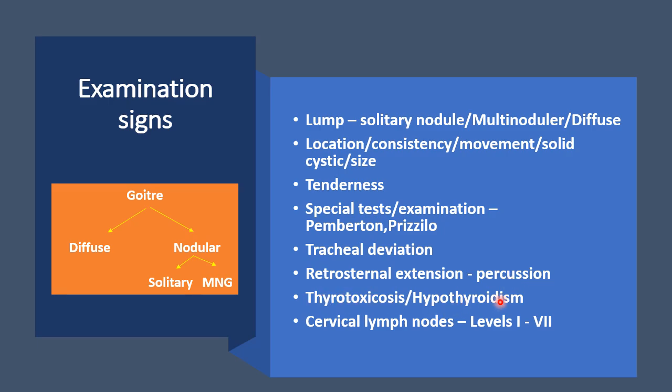Thyrotoxicosis and hypothyroidism signs are important. And the cervical lymph nodes, palpating the cervical lymph nodes. There are level 1 to 7 cervical lymph nodes. So are the lymph nodes palpable? It's very important. So these are the signs that you look for in a patient with thyroid swelling.